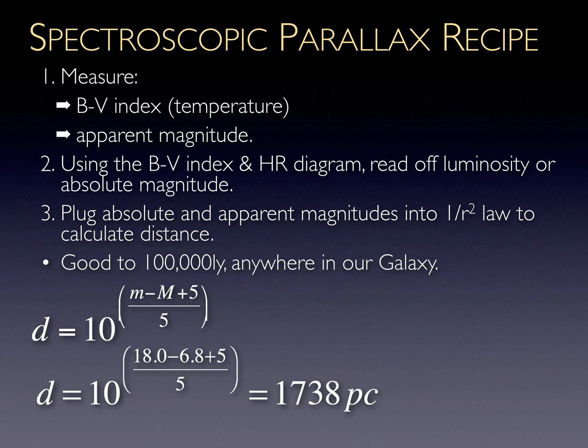One can use the equation shown at the bottom, the inverse square law, to calculate the distance in parsecs. Suppose the measured apparent magnitude was 18.8. Plugging in 18.8 for the apparent magnitude and 6.8 for the absolute magnitude, one obtains the distance of 1,738 parsecs. The spectroscopic parallax method is good out to about 100,000 light-years.